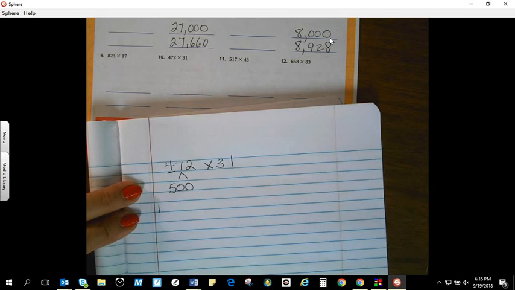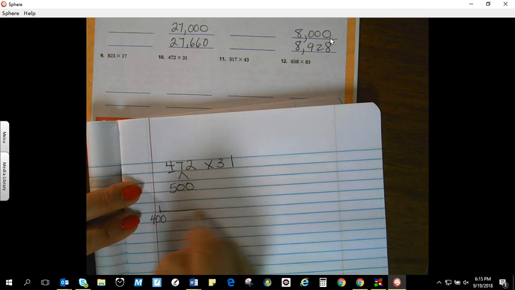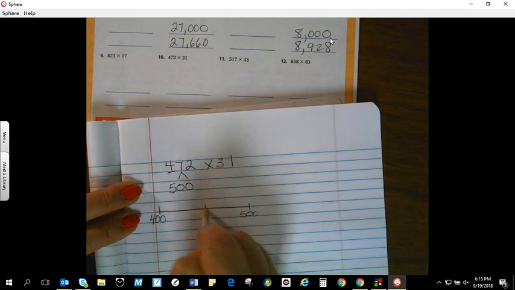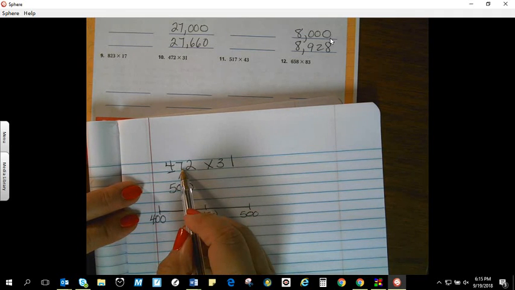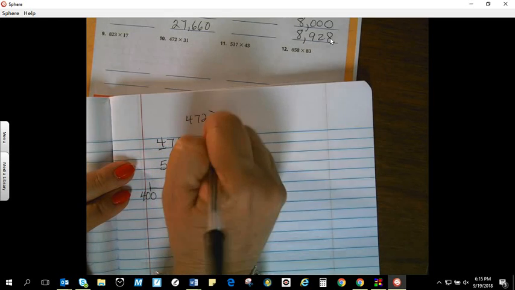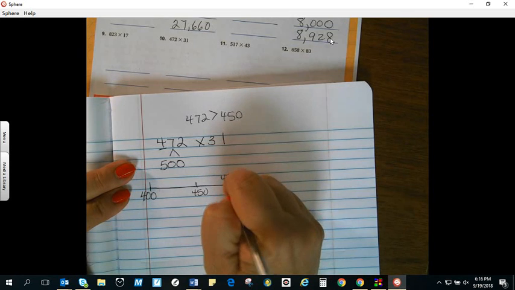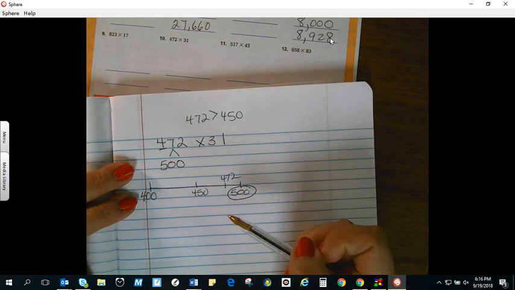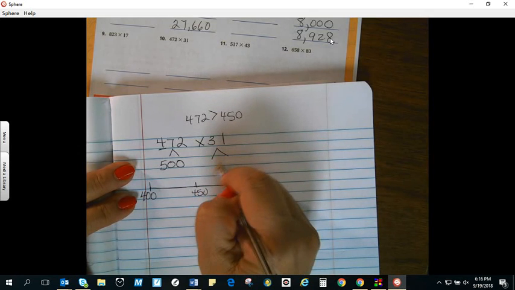And why? I'm going to prove it this way. In my hundreds place value, the largest place value is a 4, so that's 4 hundreds. Okay, my next whole number is 500, and in between is 450. Is 472 greater than or less than 450? 472 is greater than 450. Therefore, it's going to be over here, and it's closest to 500. You see how that is? My 31, okay, I already know that's going to be closest to 30.